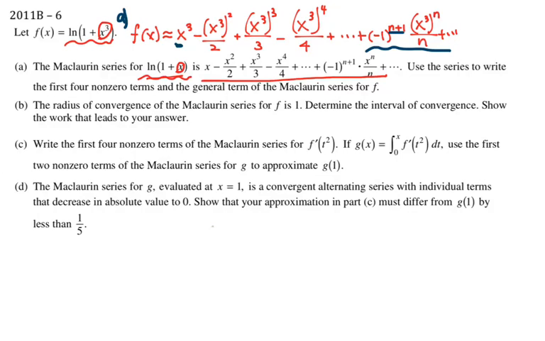Now, part B. The radius of convergence for the Maclaurin series for f is 1. This simply means that x has to be less than 1, or equal to 1. We don't know that yet. So first I'm going to write that x can be greater than negative 1 and less than 1. But we don't know about the other portion, so determine the interval of convergence.